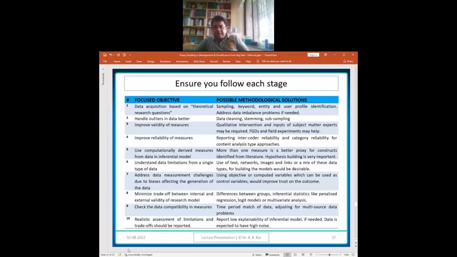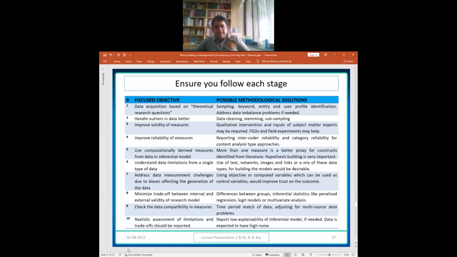And of course, there are many challenges in the journey. How do you collect the data? It cannot be based on convenience. It cannot be based on what data is available to us. It has to be based on sampling strategy, how you are choosing keywords, how you're choosing entities, what is the unit of analysis, who are you studying, what is the context of the phenomenon that you're studying.